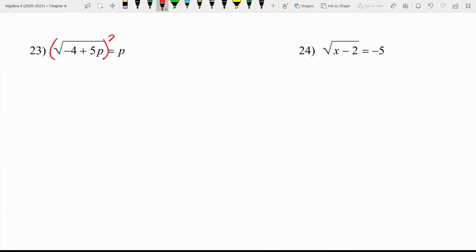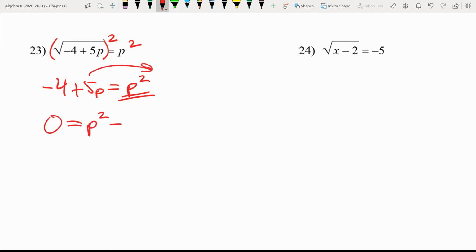We're at a point where we really just need to square both sides. So it turns into negative 4 plus 5p equals p squared. This p squared tips me off that this is going to be a quadratic form. I need to set it equal to 0. I don't want a negative p squared, so I'm going to bring everything to the right-hand side. So it ends up being 0 equals p squared minus 5p plus 4.